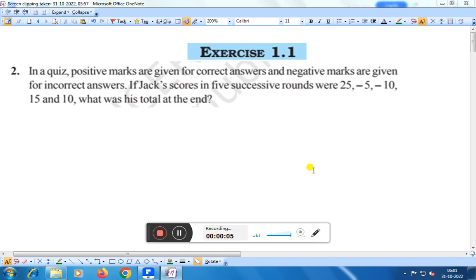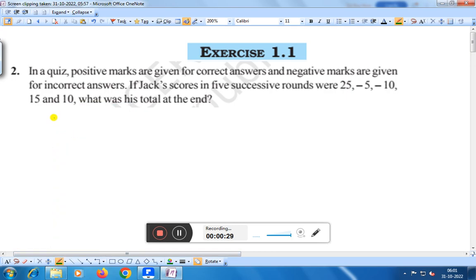In a quiz, positive marks are given for correct answers and negative marks are given for incorrect answers. If Jack's scores in 5 successive rounds were 25, minus 5, minus 10, 15 and 10, what was his total at the end? We can solve this in this way.